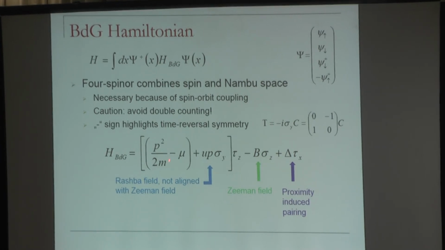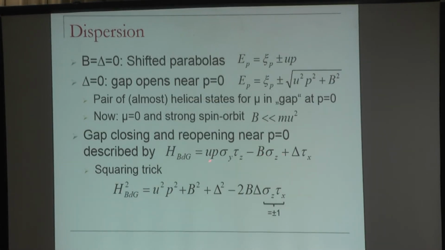So mu is now taken to 0. We can drop the p squared term. We have only these 3 terms. And we will now look at the gap closing and reopening at 0 momentum, which is now described by this BdG Hamiltonian. Okay? So again, we do the squaring trick. So we get u squared p squared, we get B squared, and we get delta squared because all the Pauli matrices square to 1. Now we get cross terms.